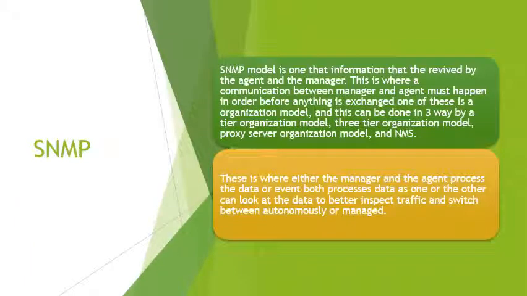The SNMP model is one where information is provided by the agent and manager. This is where communication between the manager and the agent must happen before anything is changed. Of these, one is organizational, and this can be done in 3 ways: by a 2-tier organization model, a 3-tier organization model, or a proxy server organization model, and NMS. This is where either the manager or the agent processes the data, or both process data as one or the other, and can look at the data to better inspect traffic and switch between autonomously or managed.